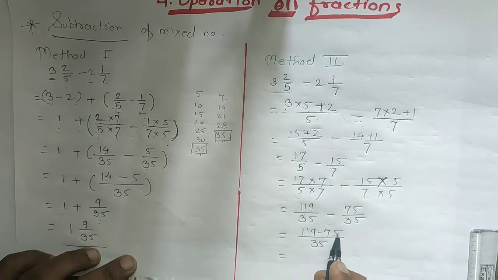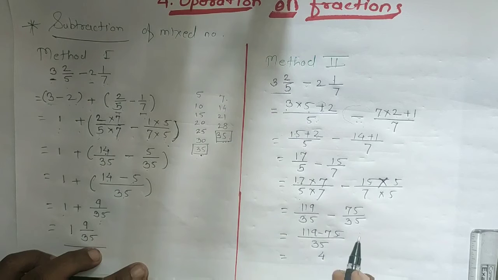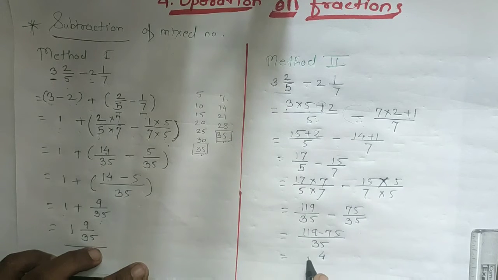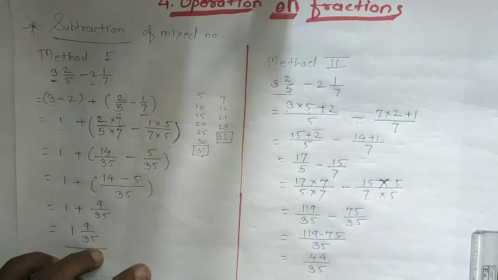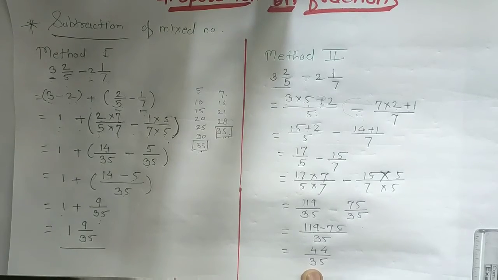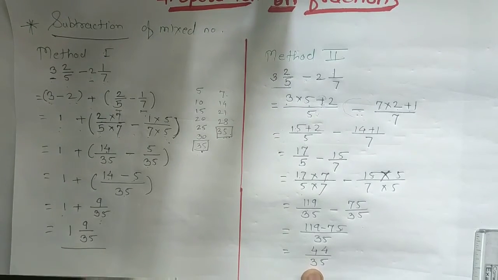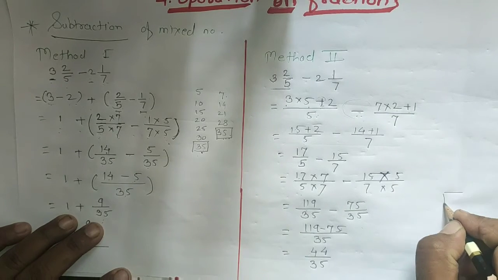When we subtract 75 from 119, 9 minus 5 is equal to 4 and 11 minus 7 is also equal to 4, and divided by 35. Now, which fraction is this? This is the improper fraction. We have to convert it into a mixed number. So how to convert? I told you. Once I solve it, you will get clear of it.